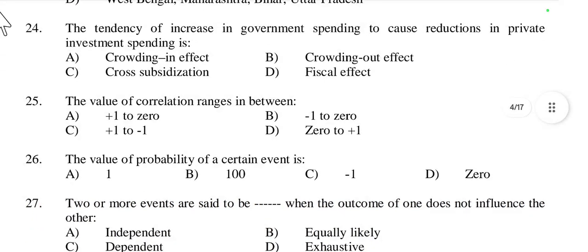Then question number 25. The value of correlation ranges between. The value of correlation ranges from plus 1 to minus 1. Plus 1 means perfect positive correlation, and minus 1 means perfect negative correlation, and the middle is 0. 0 means no correlation. So option C is right here.